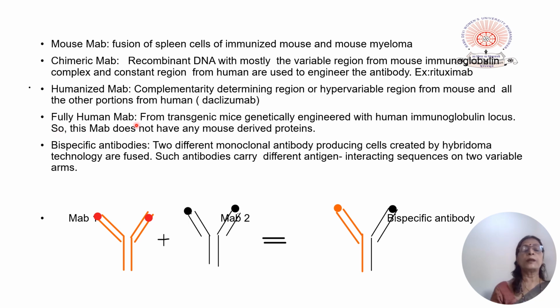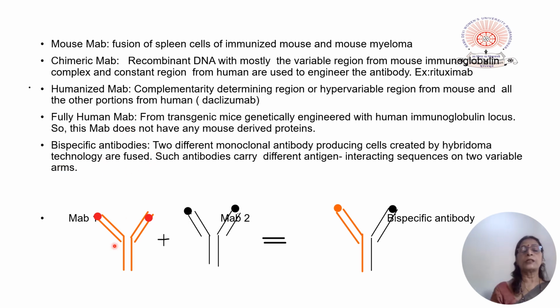Then fully human monoclonal antibody. These are produced by injecting the human immunoglobulin genes into the mouse. The transgenic mice, which are genetically engineered in this way, secrete the fully human monoclonal antibody, and they are non-reactive, because there is no mouse-derived protein when it is injected into the human body.